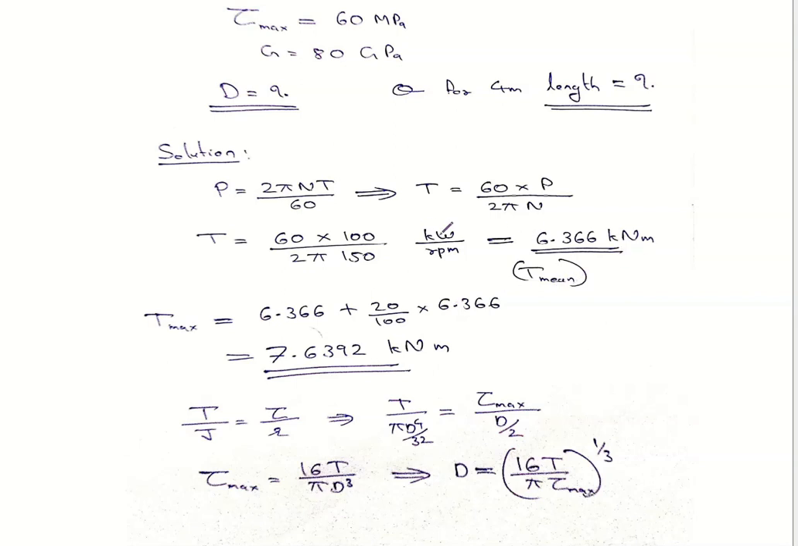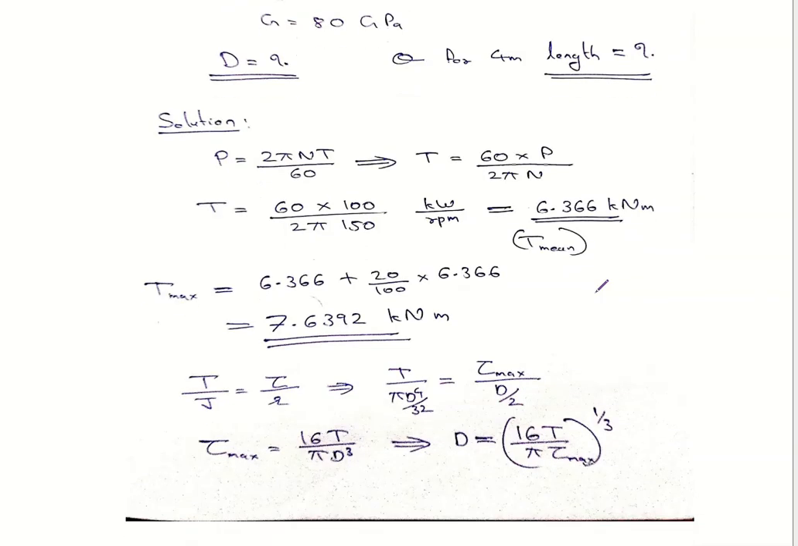Since power is substituted in kilowatts, the answer we will be getting will be in kilonewton meter. The kilo is due to the kilowatts here. Since we substituted in kilowatts, here we get in kilonewton meter. So that is the T mean.